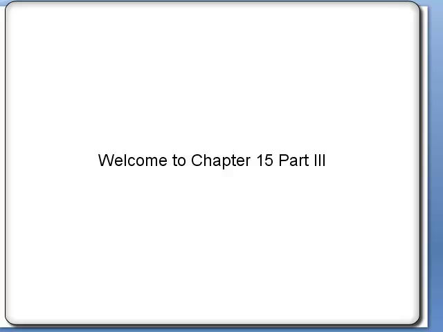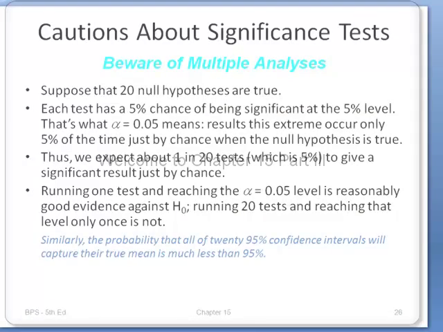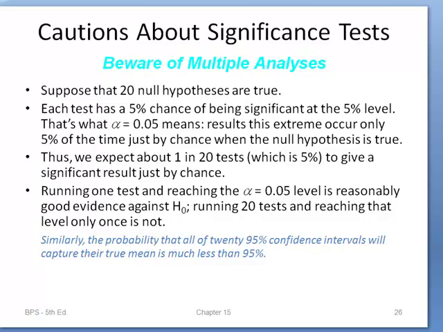Now we're going to talk about multiple analysis. Suppose 20 null hypotheses are true. Each test has a 5% chance of being significant at the 5% level. That's what alpha being 0.05 means. Results this extreme occur only 5% of the time just by chance when the null hypothesis is true.